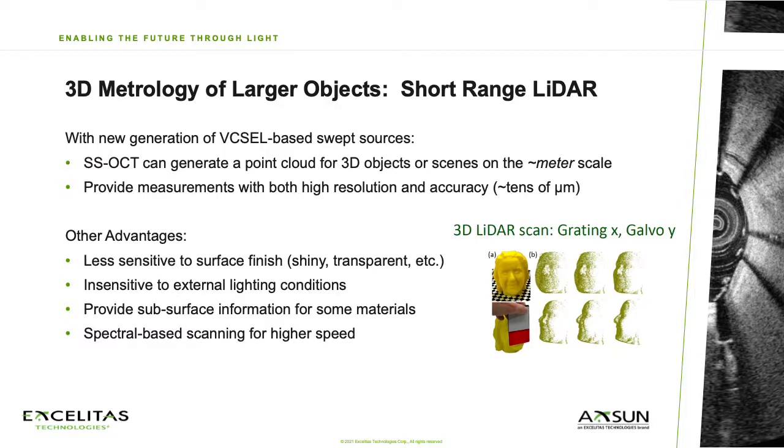Some advantages of swept source OCT technology include insensitivity to surface finish, which can be problematic for triangulation-based scanners, insensitivity to lighting conditions, which can be problematic for structured illumination and photographic scanners, and higher resolution and accuracy than time-of-flight laser scanners. Finally, it's even possible to replace a mechanical galvo scanner with a diffraction grating and use the fast spectral sweeping nature of the laser source to scan the probe beam laterally in one of the raster scan directions.